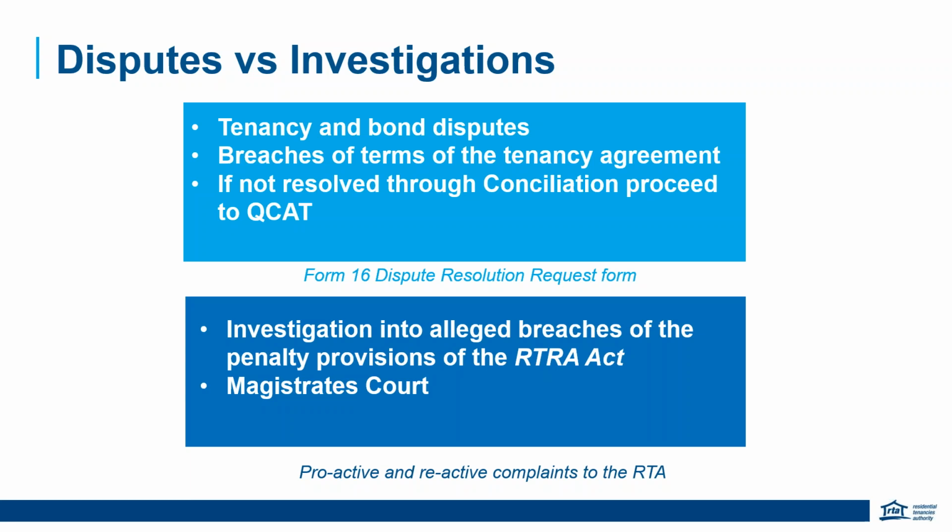It's self-representation in front of an adjudicator or qualified JPs. With the second box that I've got there, the investigations look at alleged breaches of the penalty provisions of the Act. Out of the 568 sections of the Act, there are about 125 sections that have penalty provisions attached. It's breaches of those provisions that our investigations area can take further, to the magistrate's court. So it's not QCAT, and this is where it involves legal representation.